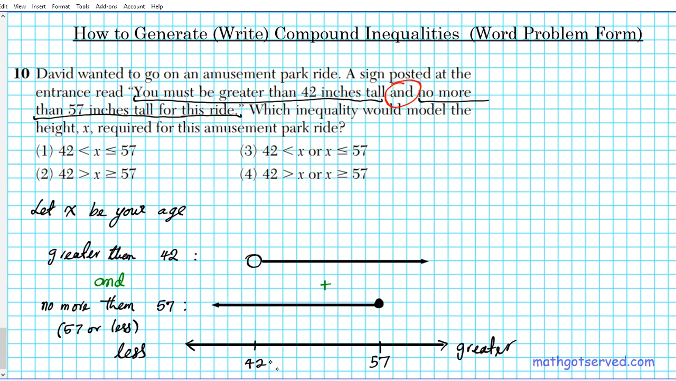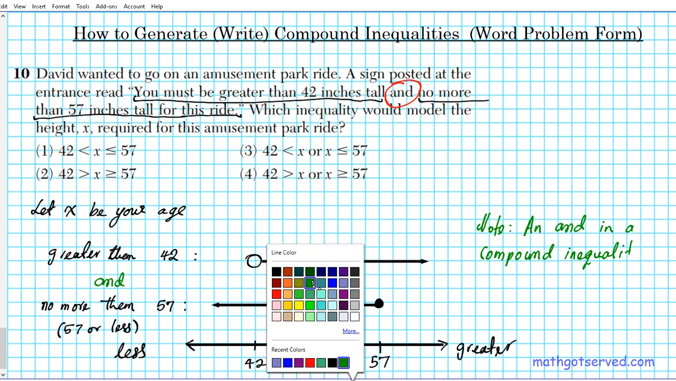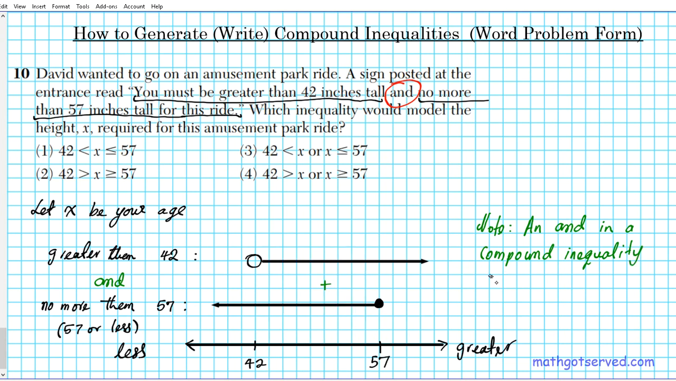Now, one thing you want to note is that if you have an and inequality, you can always combine it into one. Okay, so let's write that down. Something to note is that an and in a compound inequality, in most cases, can be combined into one. Sometimes you have no solution because the inequality makes no sense, but in most cases you can do that.